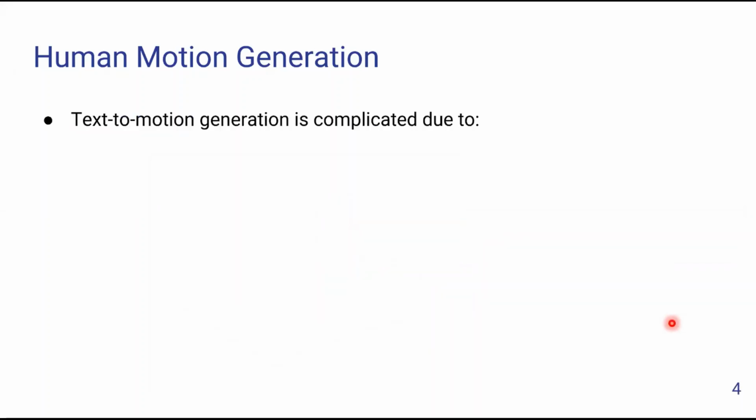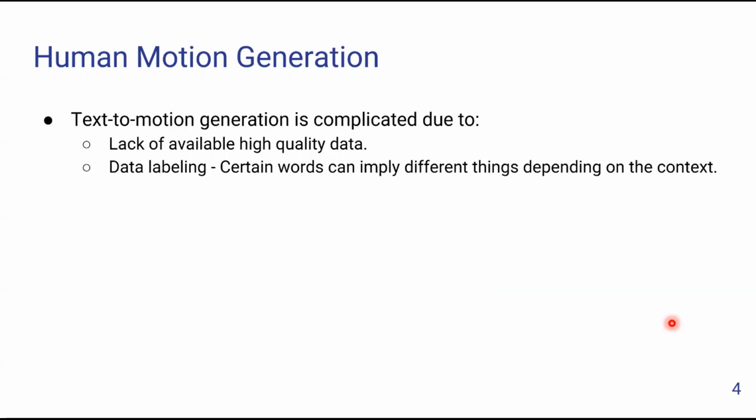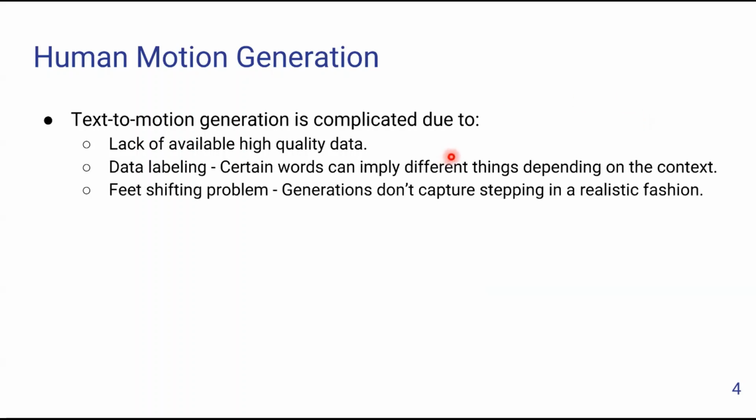Now, generations like this, they're not that easy to make. And that's because there is a lack of available high quality data to work with. And so for some of the data that is available, we are faced with a data labeling issue. This is where certain words can imply different things depending on the context. This is also referred to as a many-to-many problem. Another issue that we can encounter is the feet shifting problem, where generations don't capture stepping in a realistic manner. So surface to contact with feet isn't really fully captured and more so resembles a sliding effect.